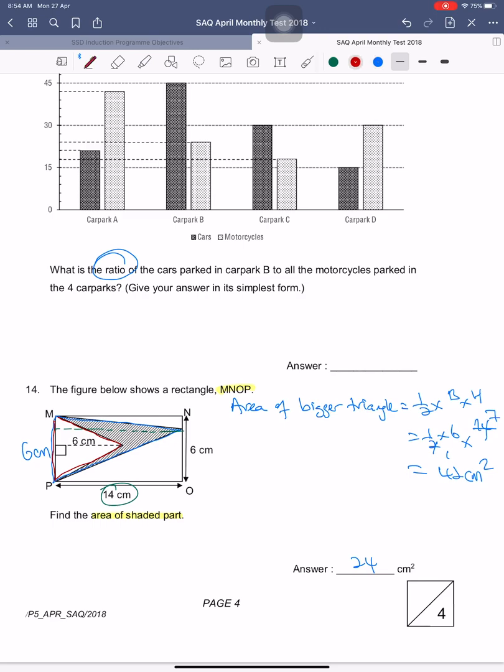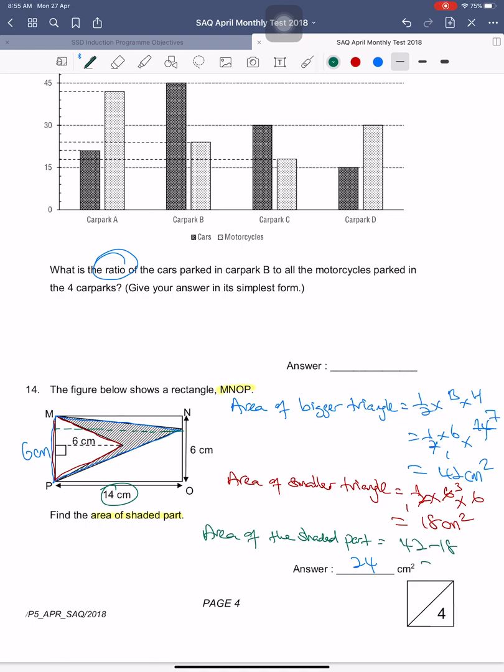Now let's look at the area of the red triangle. I call it area of smaller triangle. So again, half base times height. In this case, the base is also 6. The height is given in the diagram, that is 6. So divide by 2, divide by 2. 3 times 6, 18. So the area of the smaller triangle is 18 square cm. So from here, to find the difference, the area of the shaded part will be the area of the big triangle minus the area of the smaller triangle.